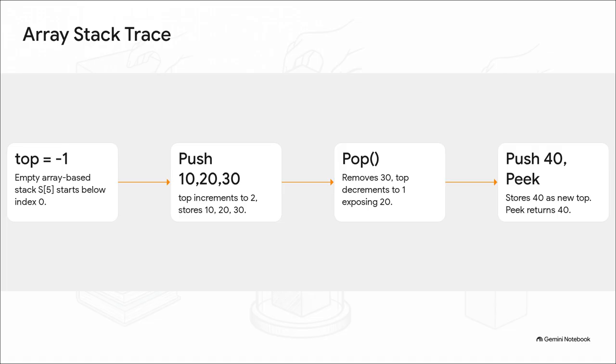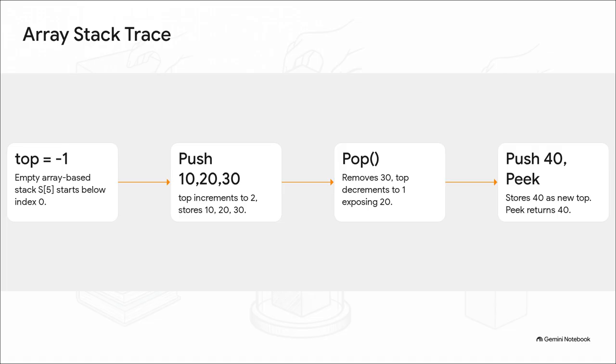Okay, step 2. We push the number 10. Our top bumps up to index 0, and 10 goes in. We push 20, the top becomes index 1. We push 30, the top becomes index 2. Now look at step 3, we call a pop. That removes the current top element, which is 30, and it drops the top index back down to 1. So now 20 is exposed at the top again.